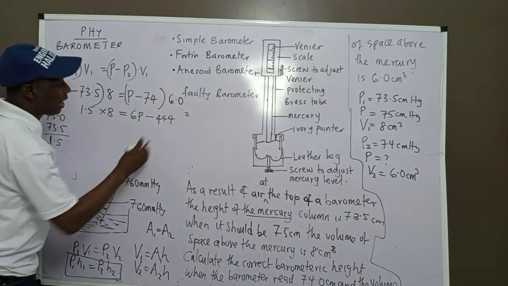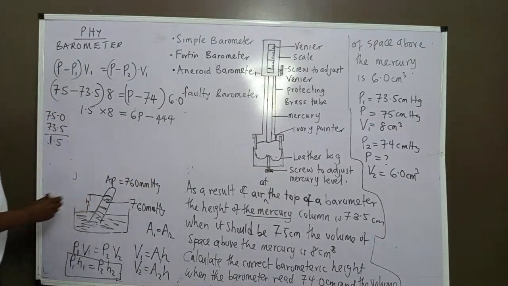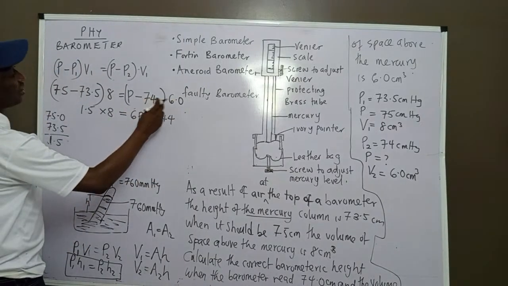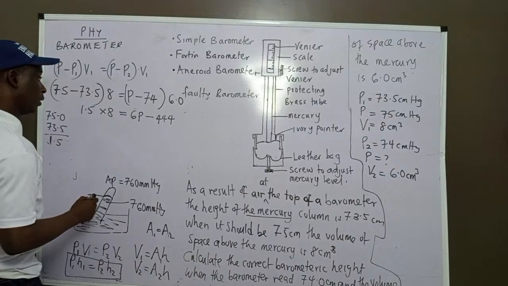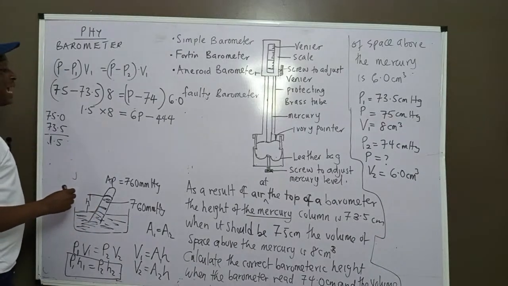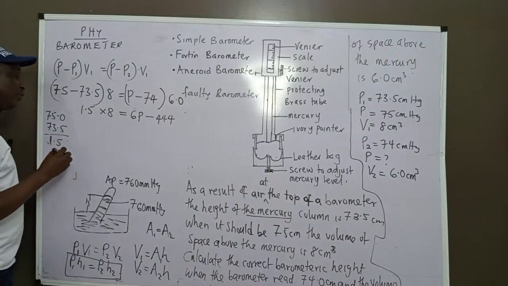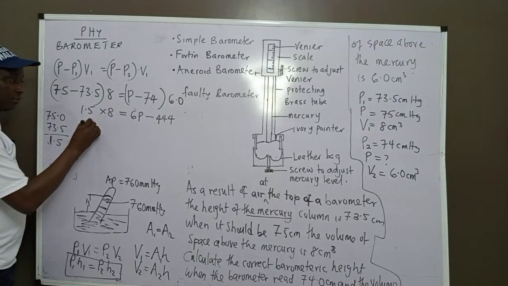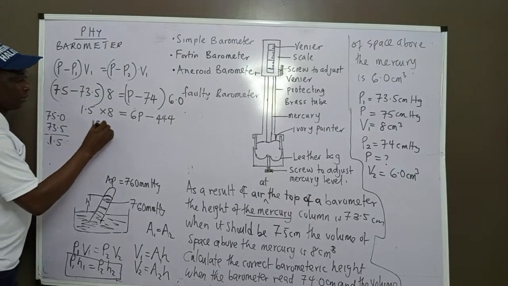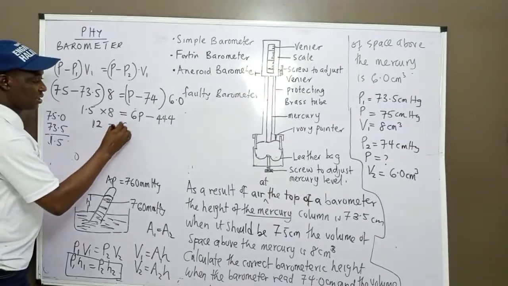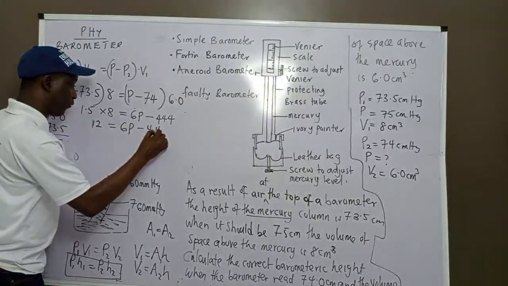So now what do we have? We have this as our, this is 24. This is 444. You understand me? Now we collect like terms. Now this was multiplied by this will give us about 0, carry 4, 12, is equal to 6p minus 444.